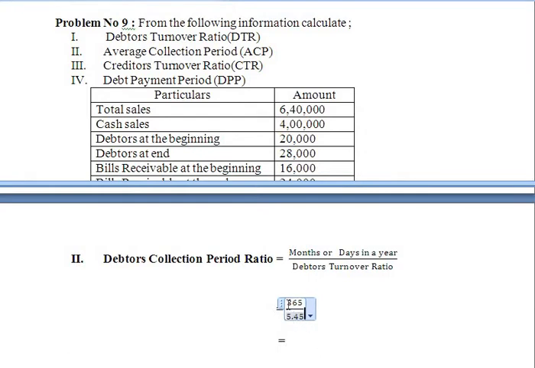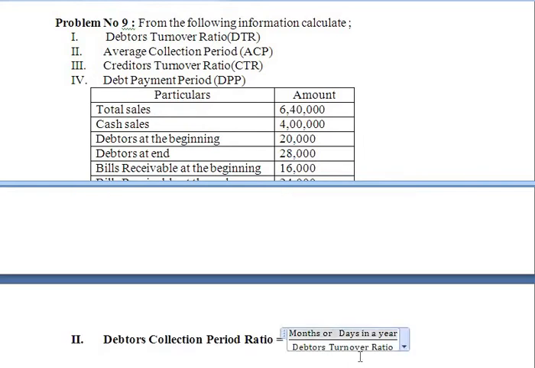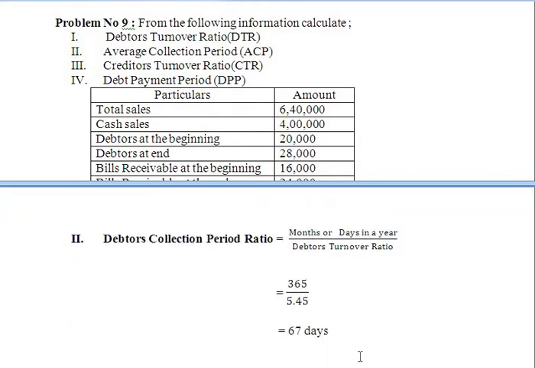0.45. Now calculate 365 divided by 5.45. It is equal to how much? The answer will be 66.9, so it is 67 days. If you want to convert this into months, multiply by 30 and you will get the answer. Okay, 2 months, 2 days or something. So this is the debtors collection period ratio. How much is the debtors collection period?